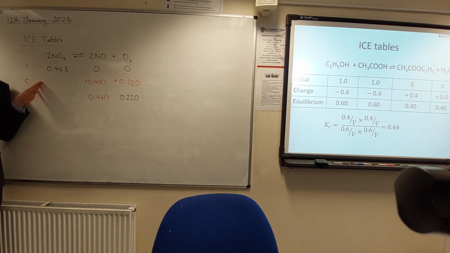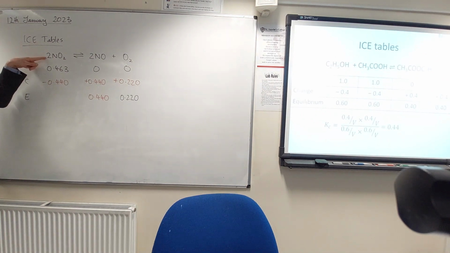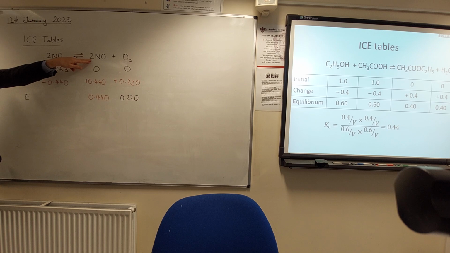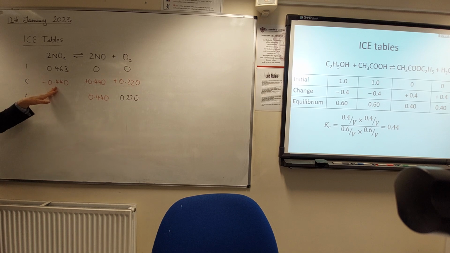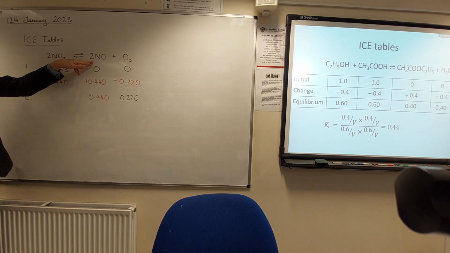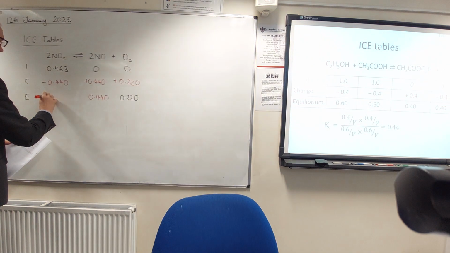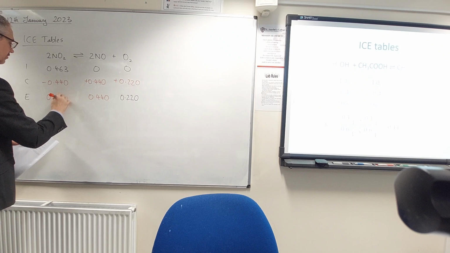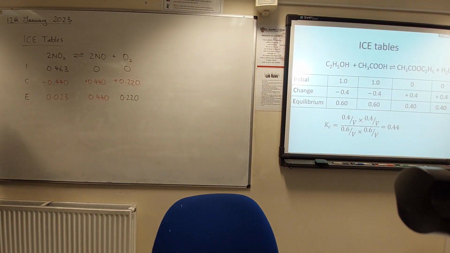Now we can come back over here and identify how much NO2 has been used up. 0.44, because it's got a balancing number of 2. It's in the same ratio as NO. So if we've made 0.44 of NO, then we must have used up 0.44 of NO2. Same balancing number, same ratio. So now we can take that away, and that is 0.023. Is that right? You said that's right. Okay.